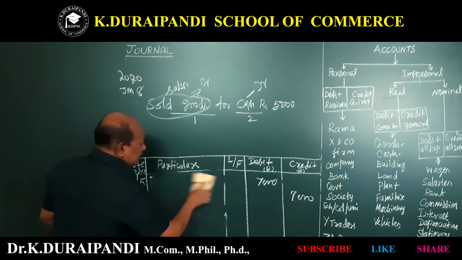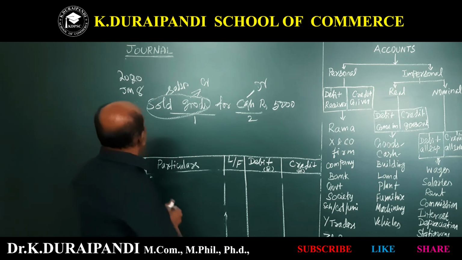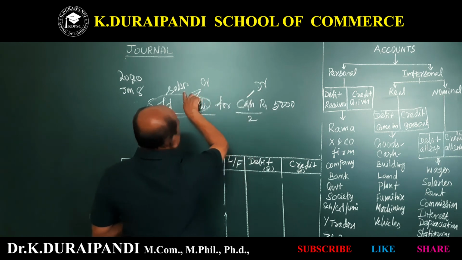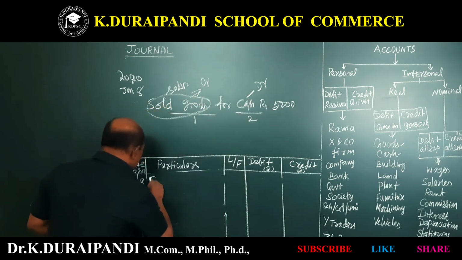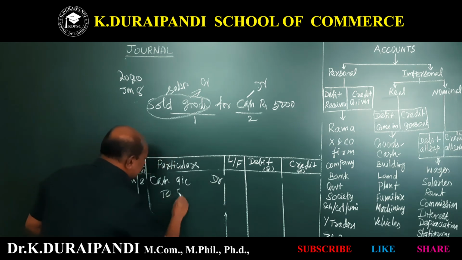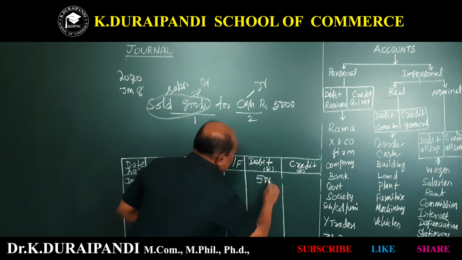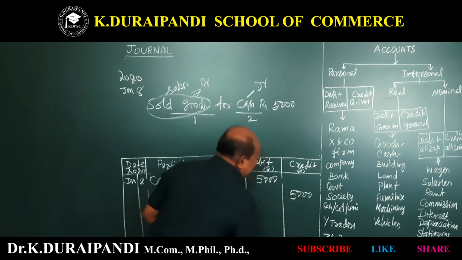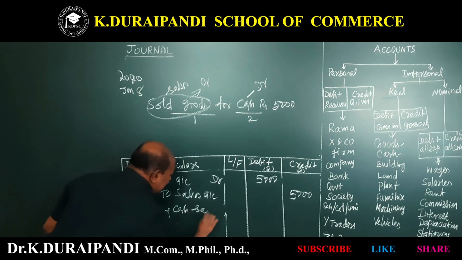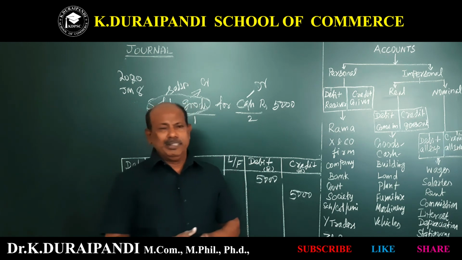Write a journal. Here, January 8th, first write the debit aspect, then write the credit aspect. Cash account debtor to sales account. 5,000 rupees, 5,000 rupees. Being cash sales. That is the journal for this transaction.